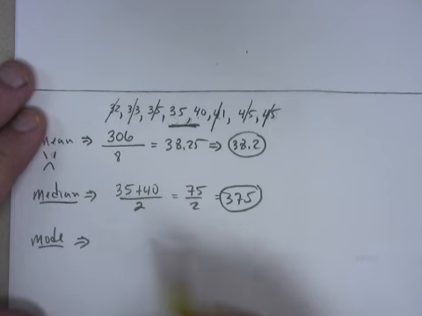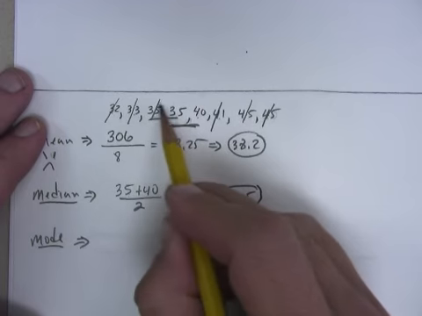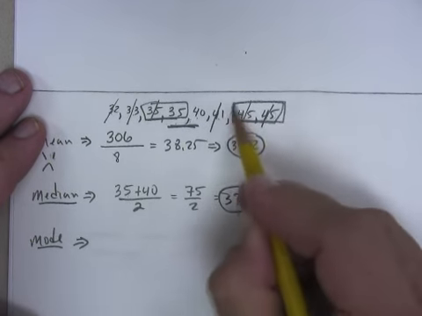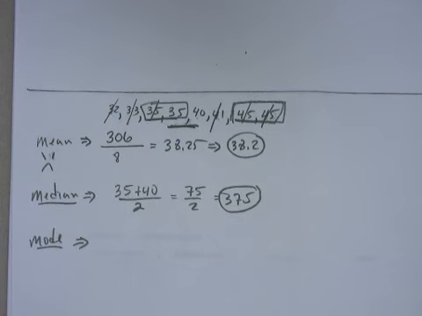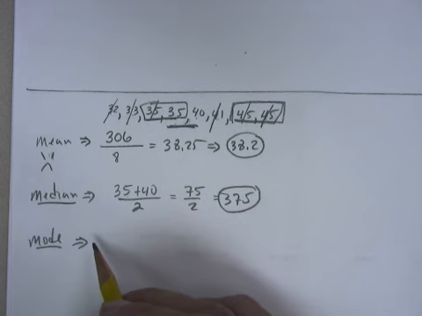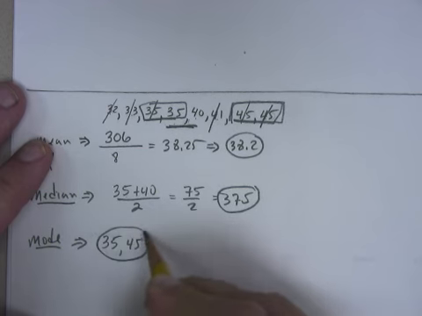Next one's the mode. The mode is the most fashionable. It's the one that occurs most often. And look at what I got here. I got 35 occurring twice, and over here I've got 45 occurring twice. So what do you do then? Because I've got two numbers that are occurring the same number of times. Well, in this case, they would call this bimodal. You'd have not just one mode, but two modes. So this would be 35 and 45. So you just record them both.